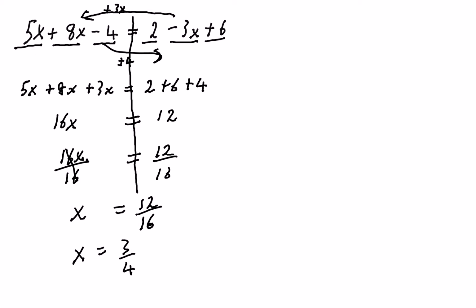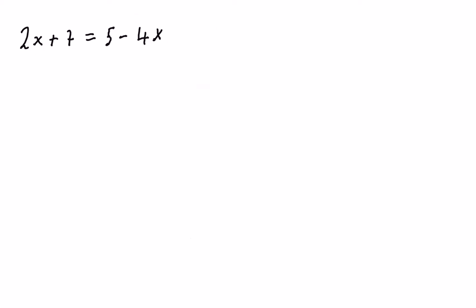Now we look at the last example. We have 2x plus 7 equals 5 minus 4x. So again, the 2x will stay on the left hand side. The positive 7 will move over to the right hand side and will become a negative 7.